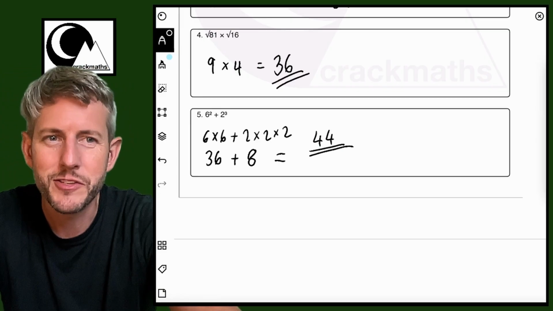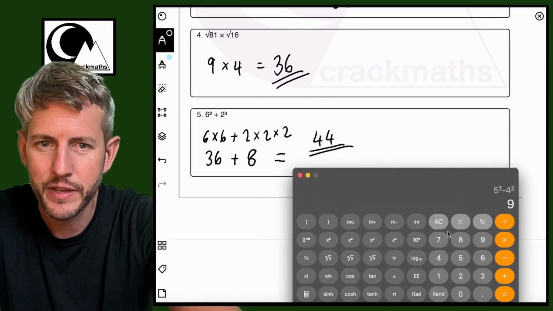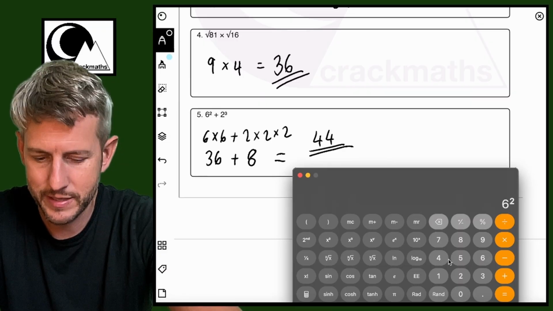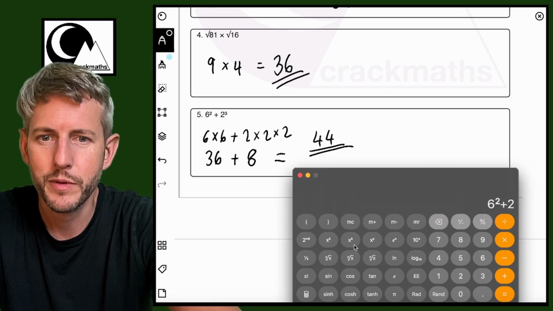Okay, but let's just do a quick check of that on the calculator to make sure it agrees. Okay, so here we go. We've got 6 squared plus 2 cubed.